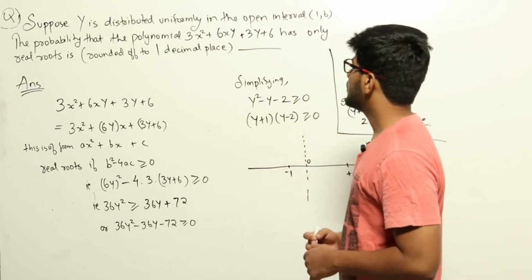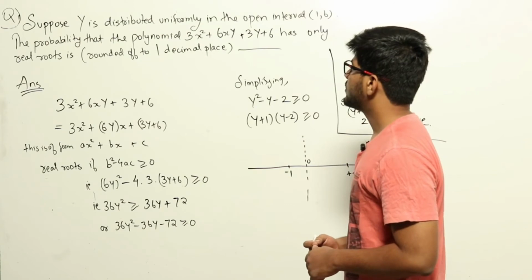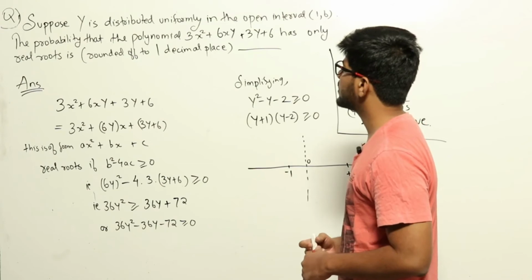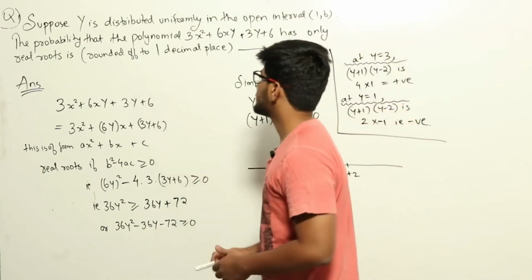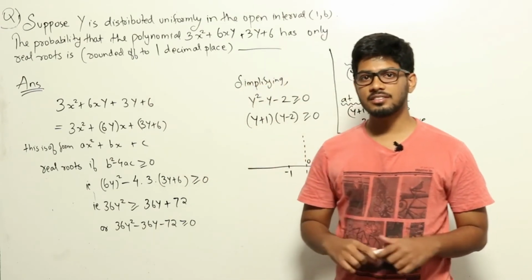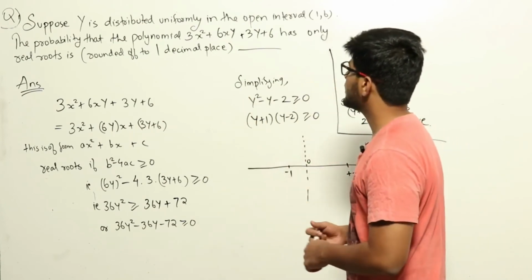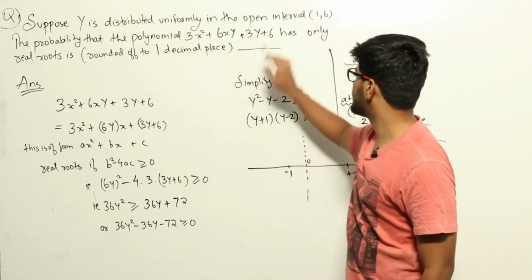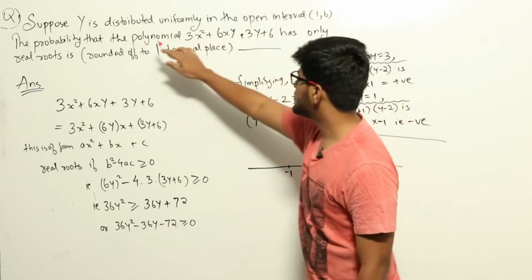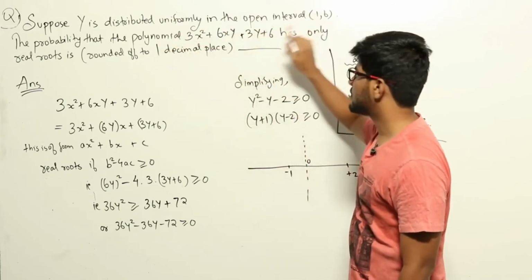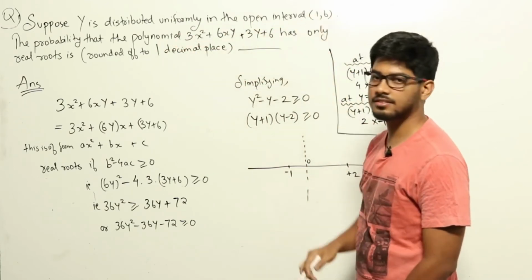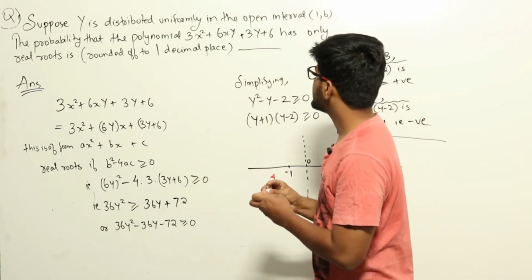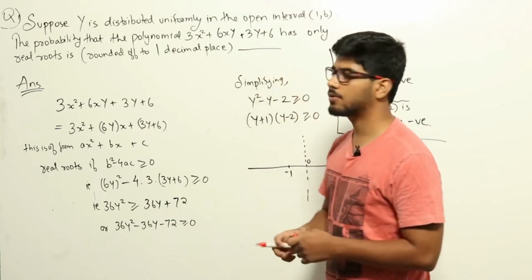Suppose y is distributed uniformly in the open interval 1 to 6. The probability that the polynomial 3x square plus 6xy plus 3y plus 6 has only real roots is, rounded off to one decimal place. So this is a question from engineering mathematics. It's given in a tricky way here actually. Here we have this polynomial 3x square plus 6xy plus 3y plus 6, and they are saying that y is distributed uniformly in the open interval 1 to 6. Y can take any real value between 1 and 6. Now if that is the case, what is the probability that the polynomial has real roots only?